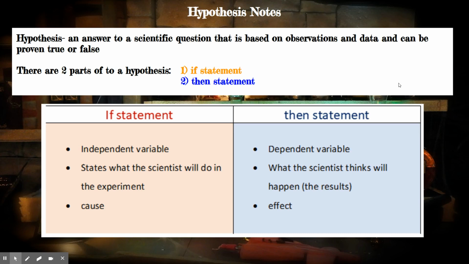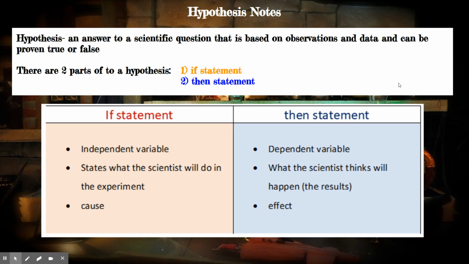Then statement. Anything after then in a hypothesis is the dependent variable. This is what the scientist thinks will happen. This is the result. This is going to be the effect. We either decided or we didn't if it was going to grow or not. Our hypothesis was if we put a plant in front of a window, then it will grow. That will be the effect, it growing. And if it did after the experiment, our hypothesis is true.